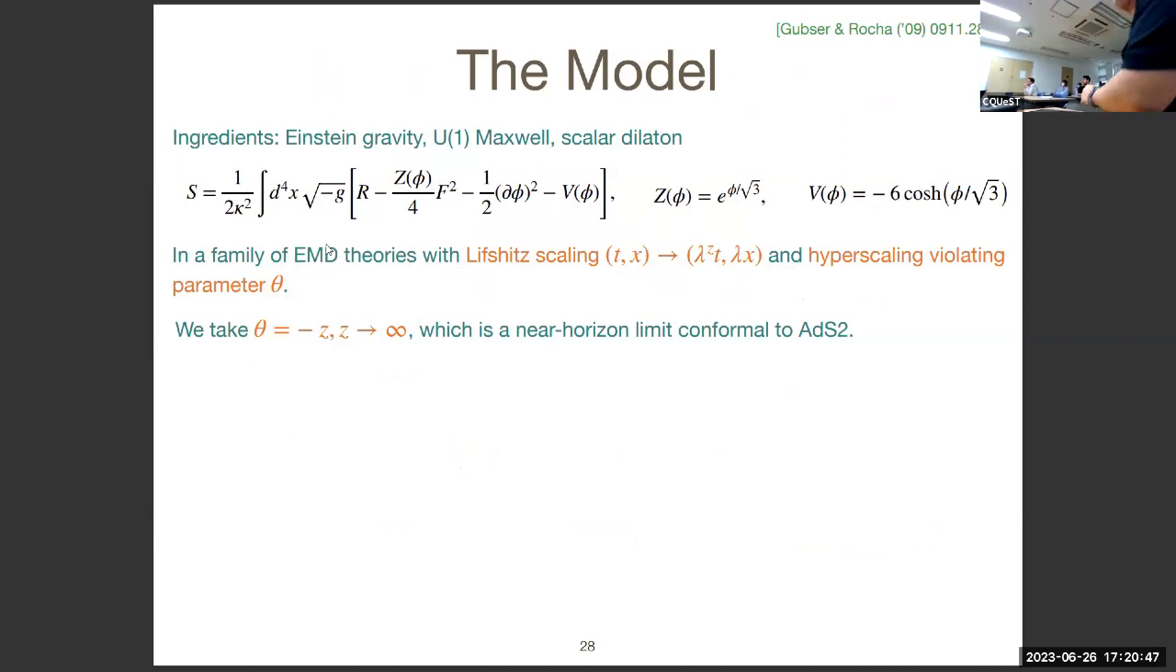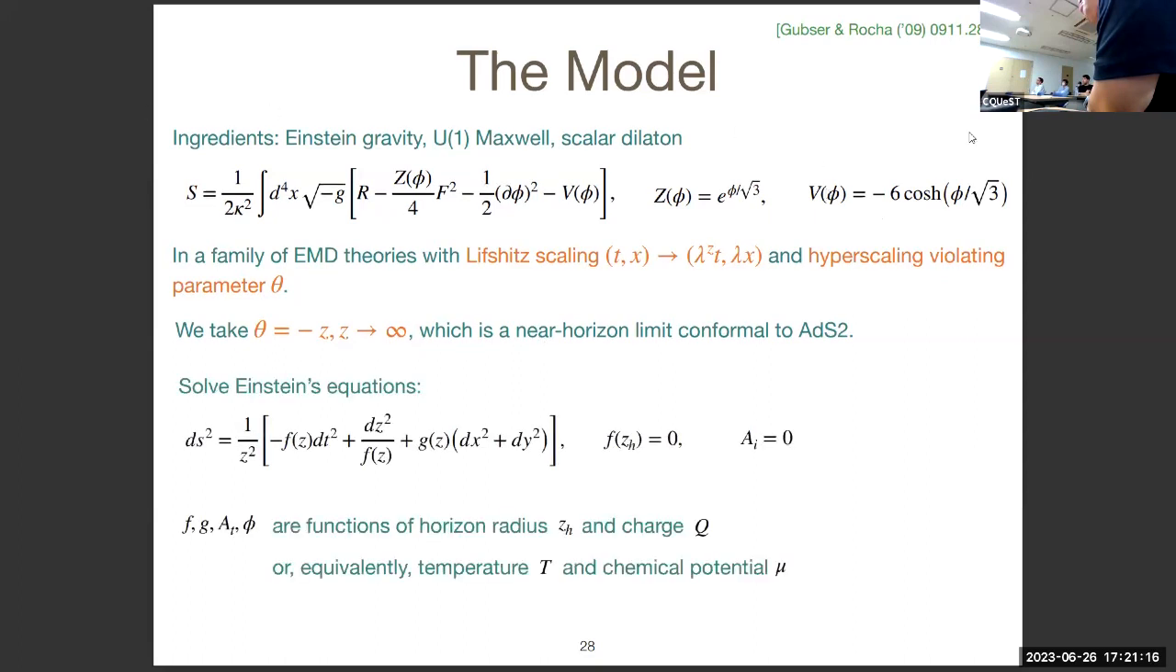It's contained in a family of EMD theories that have Lifshitz scaling, where t and x scale with a particular dynamical critical exponent z, and a hyperscaling violating parameter theta. Never mind what those things are. The point is that there are 2 parameters that quantify this family of EMD theories. And this particular one corresponds to taking theta equal to minus z and z to infinity. And it turns out to be the near horizon limit that's conformal to AdS2. But never mind, this is the theory.